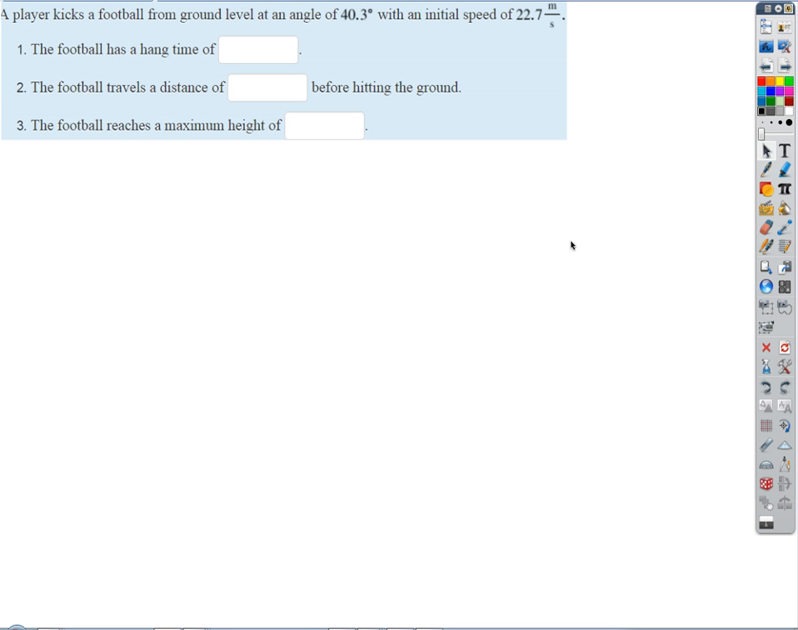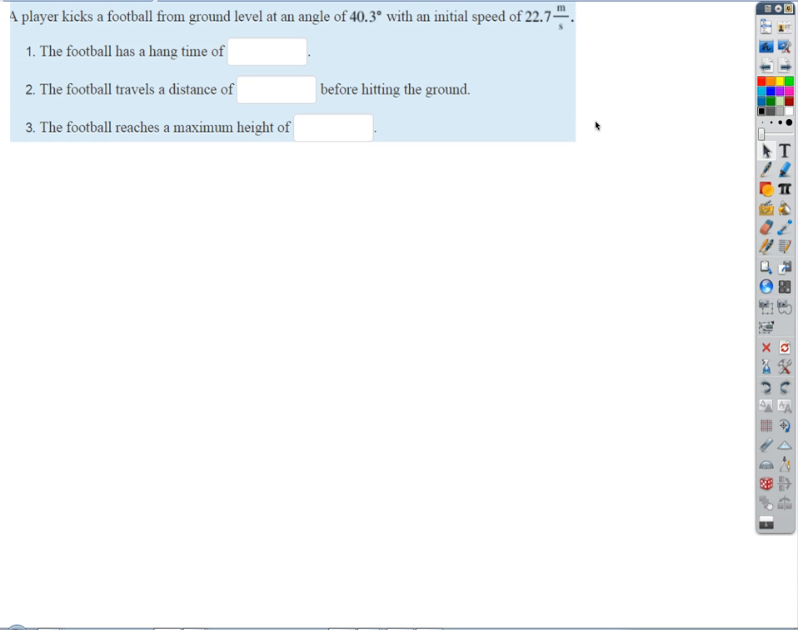Okay, so same kind of deal. We actually did a harder one than this last week at one point. This isn't really that big a deal. We're kicking it from ground level and it's landing at ground level, let's say, right? So what do we need to do with this? Yeah, we need the X and Y components, don't we?